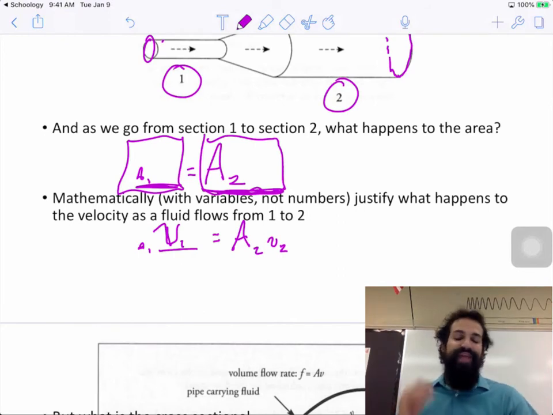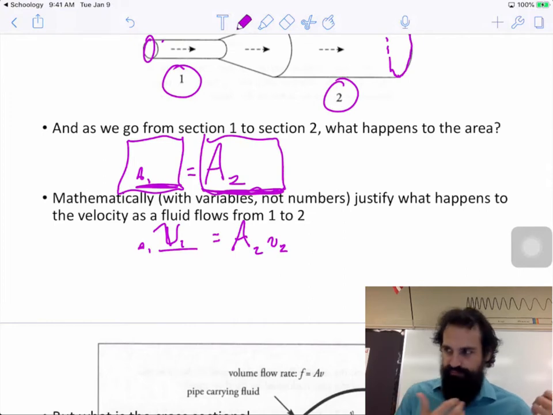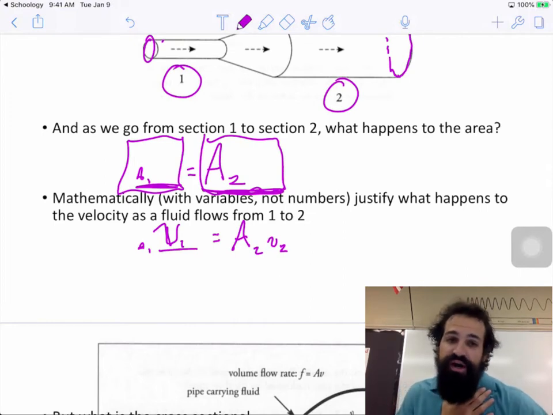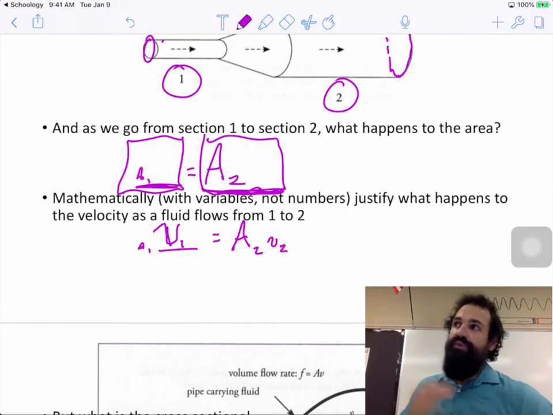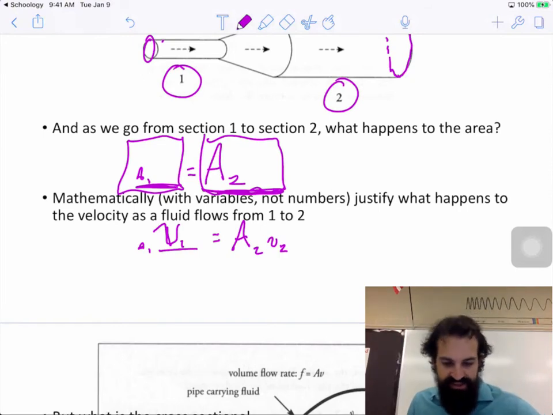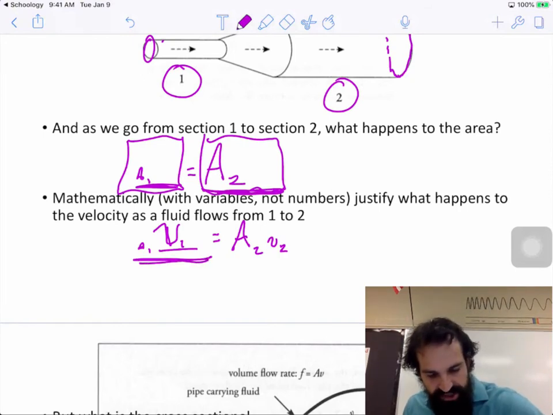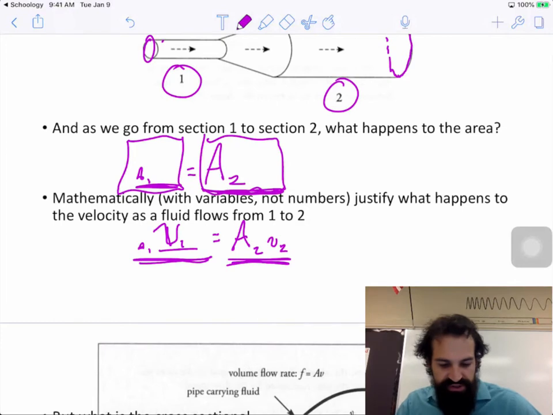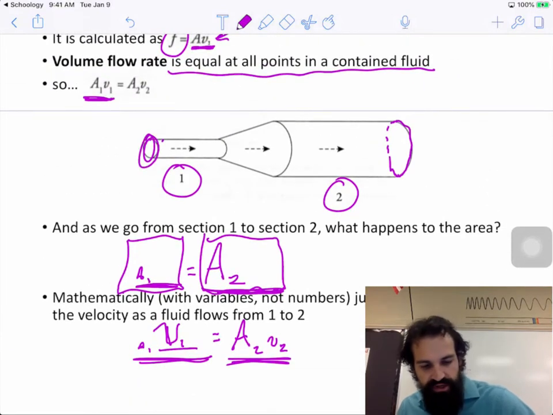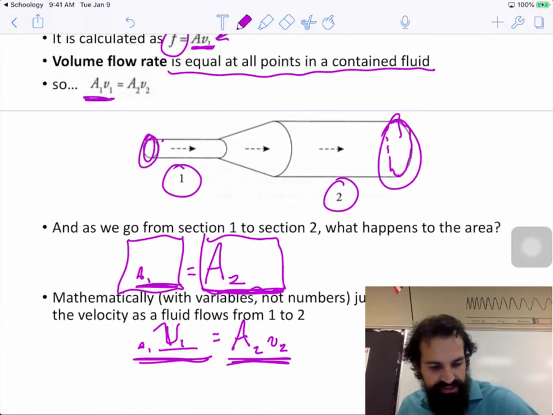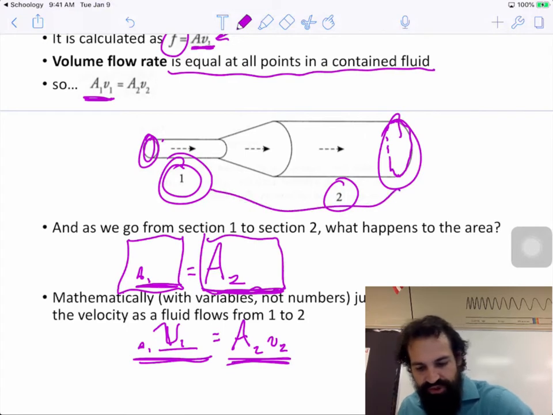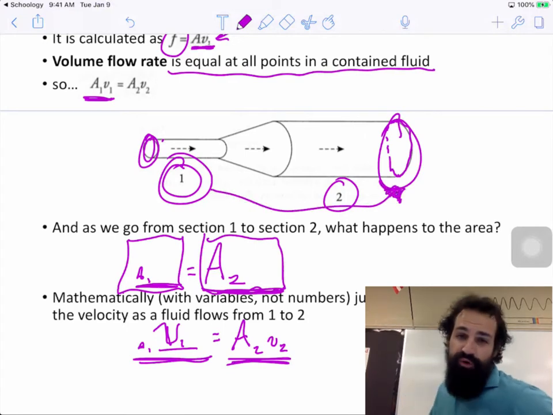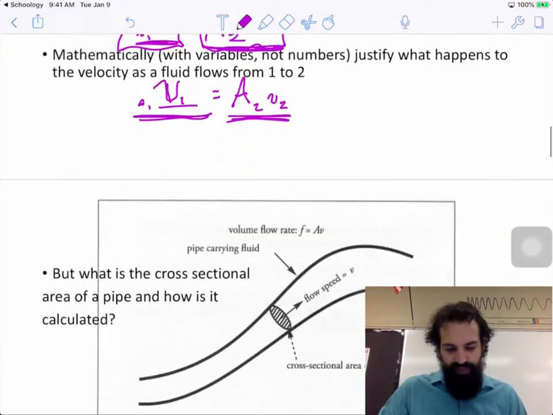Think of the hose. That's the big takeaway I want you guys to get from this. Larger area, slower velocity. Smaller area, faster velocity. And this equation will be useful because there will be a situation where I give you this area and this velocity, and then hopefully you can calculate the velocity at location 2. And we will work through one of those problems in a couple of slides.